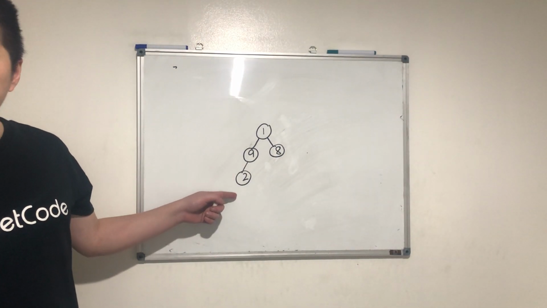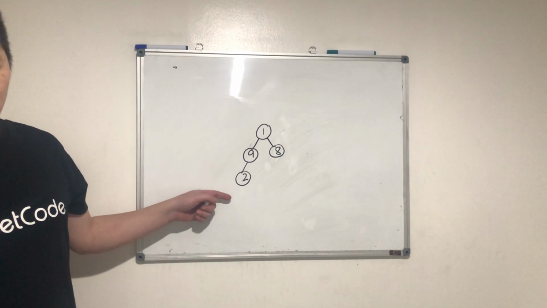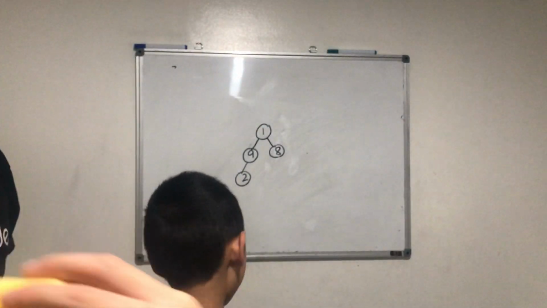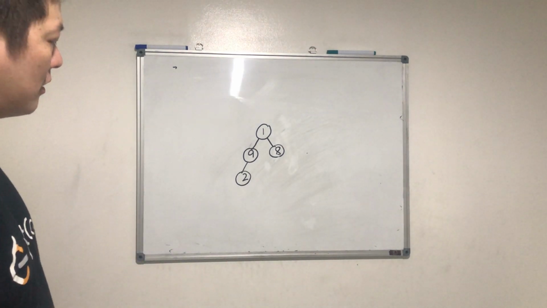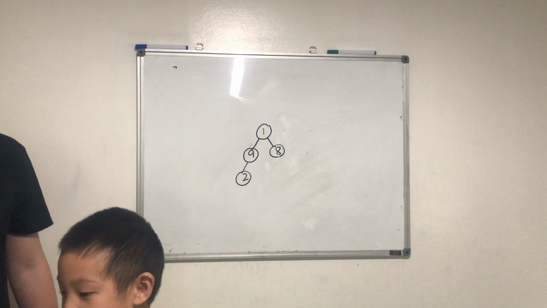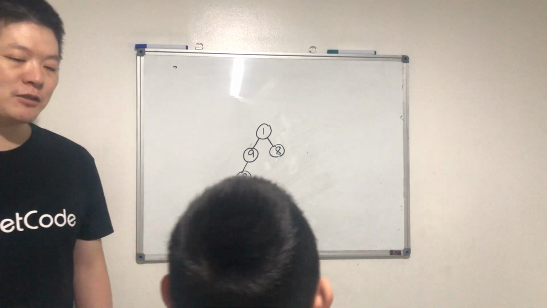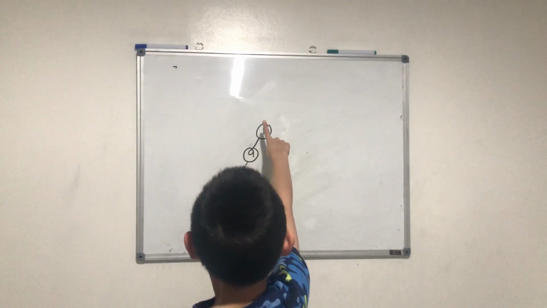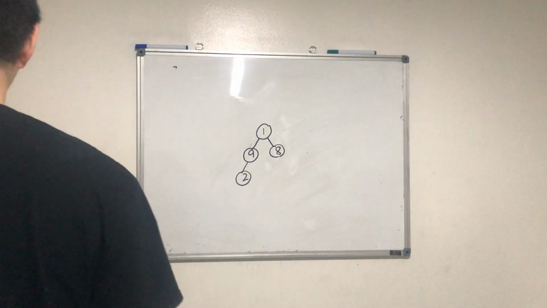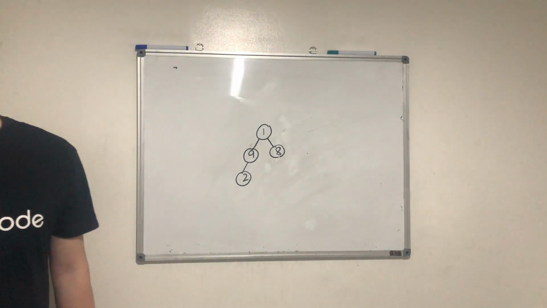What are the leaves? 2 and 8. Why is it a leaf? Because it doesn't have any children. And what's the root? How many roots does the binary tree have? 1. It doesn't have a parent. So only one root in the binary tree. Does it make sense?